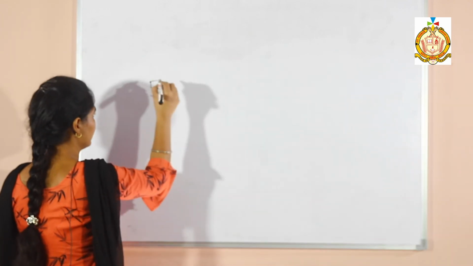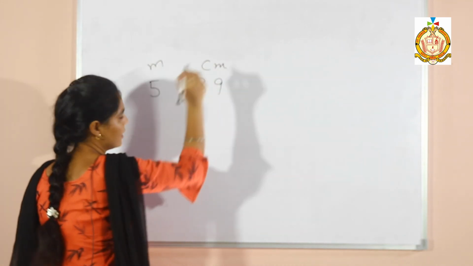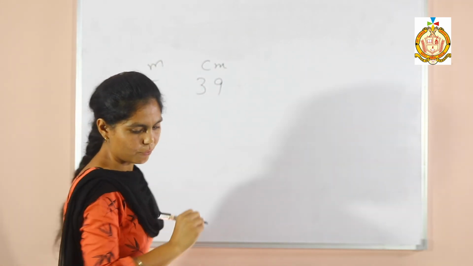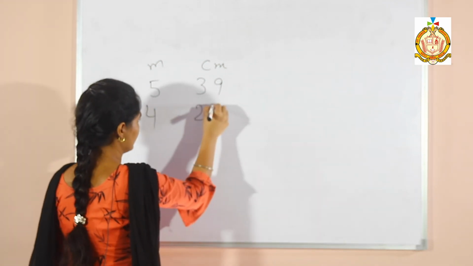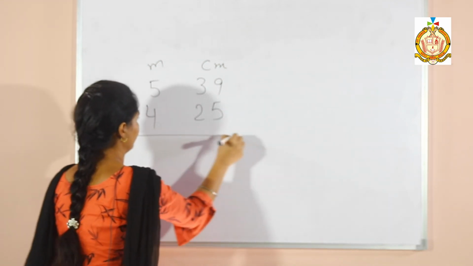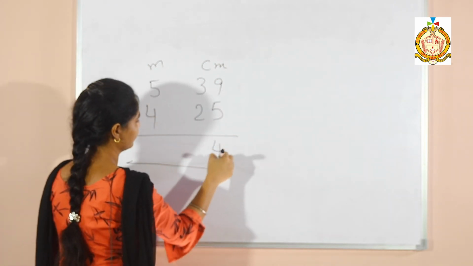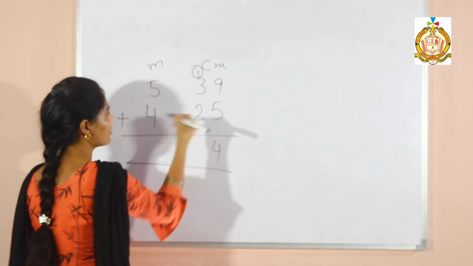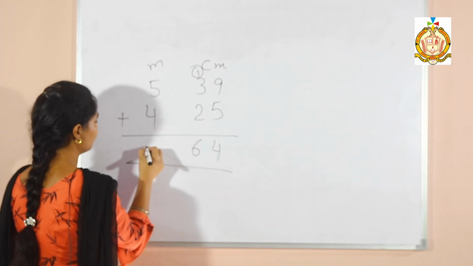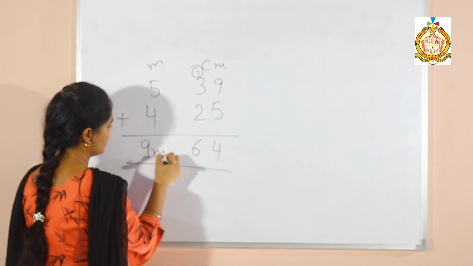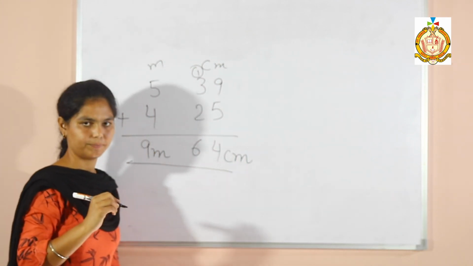5 meter 39 centimeter, 4 meter and 25 centimeter. Now add it. 9 plus 5, 14, 1 carry. 3 plus 2, 5, plus 1, 6. 5 plus 4, 9. 9 meter 64 centimeters.